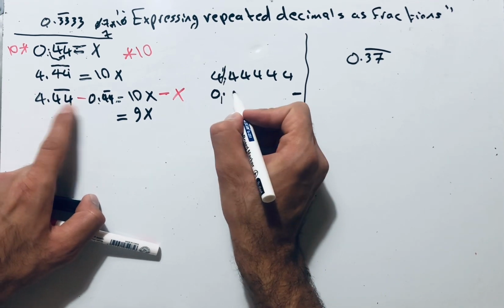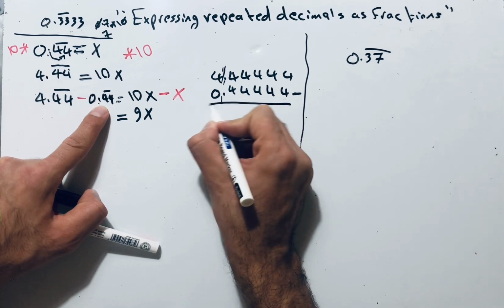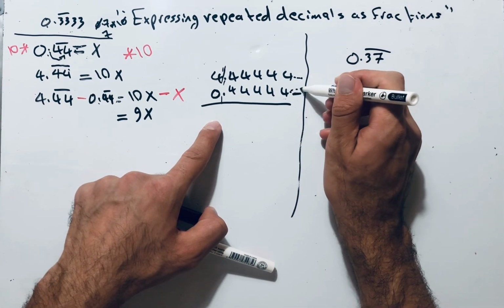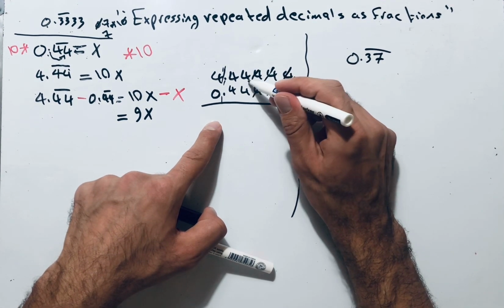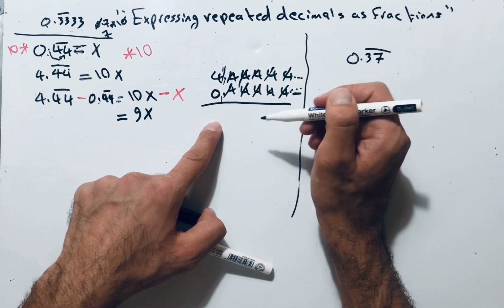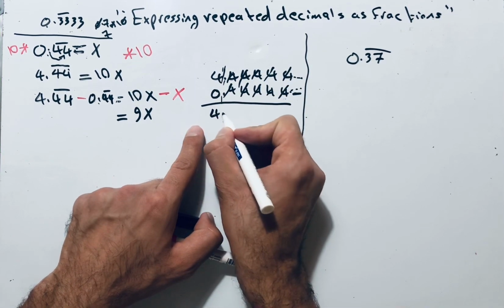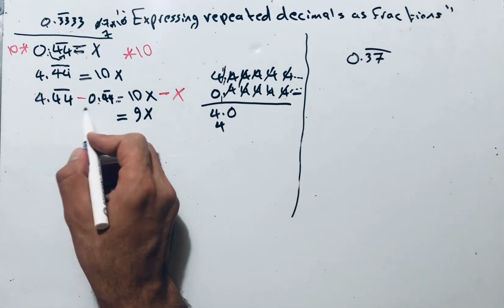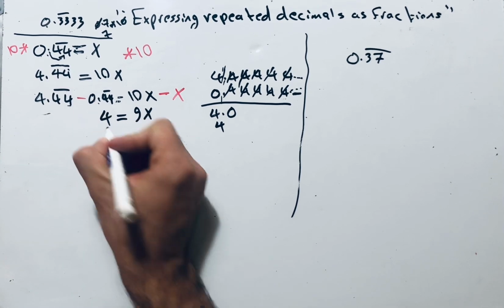Now 0.4444, okay? Now, this is just a simple subtraction, even though this continues forever. So we can see actually these two cancel: 4 minus 4, 4 minus 4, 4 minus 4. You get the whole idea, right? And then 4 minus 0 is 4.0, or just 4. So this difference is actually just 4.